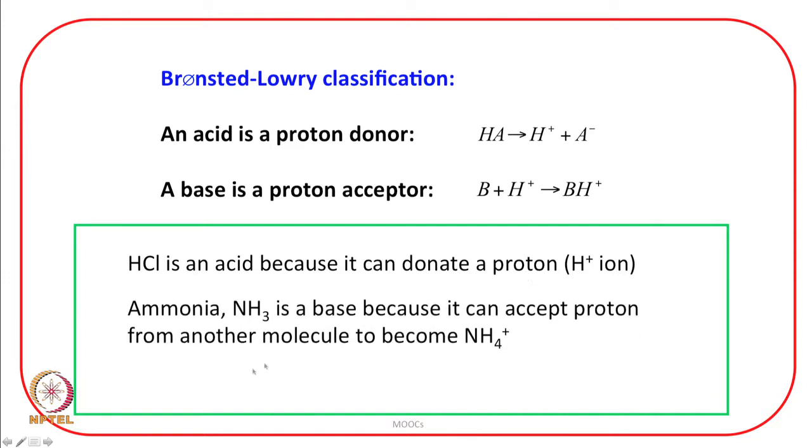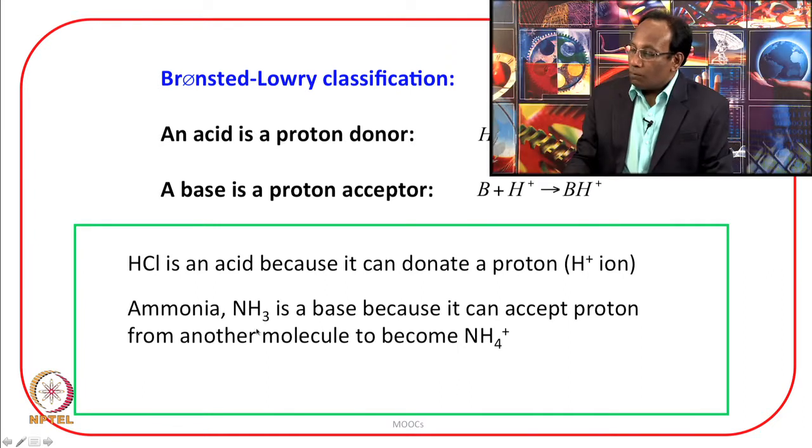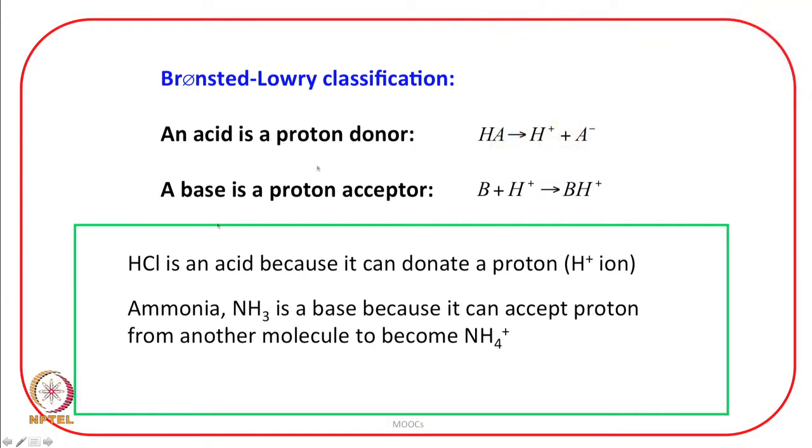If we take another example, that is of ammonia. Ammonia is a base because it can accept proton from another molecule and it can form ammonium ion. So, these examples justify the definition of Bronsted-Lowry classification that an acid is a substance which can donate proton, like in HCl, HCl is donating a proton. So, HCl is an acid, and ammonia can accept a proton, therefore, it is a base.